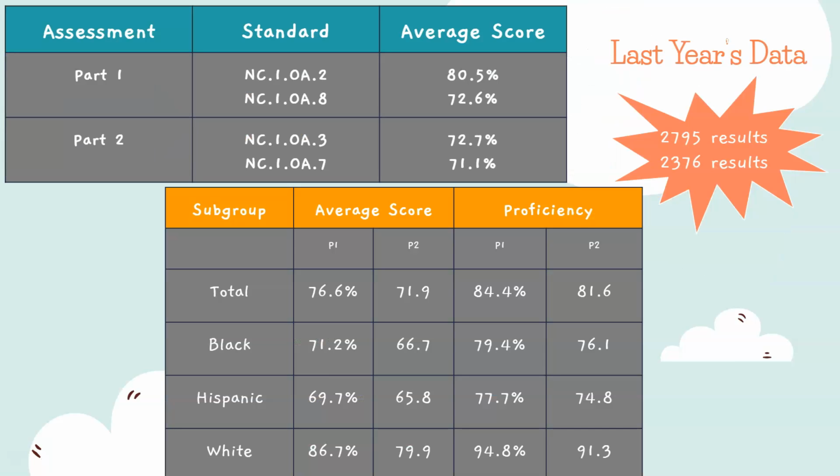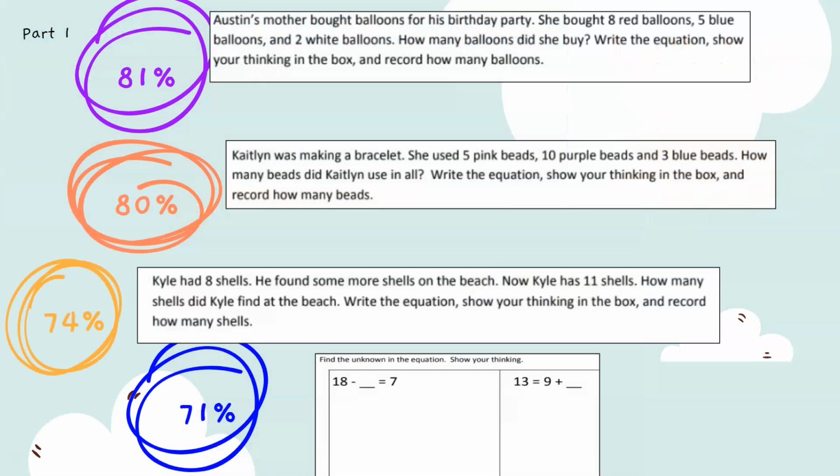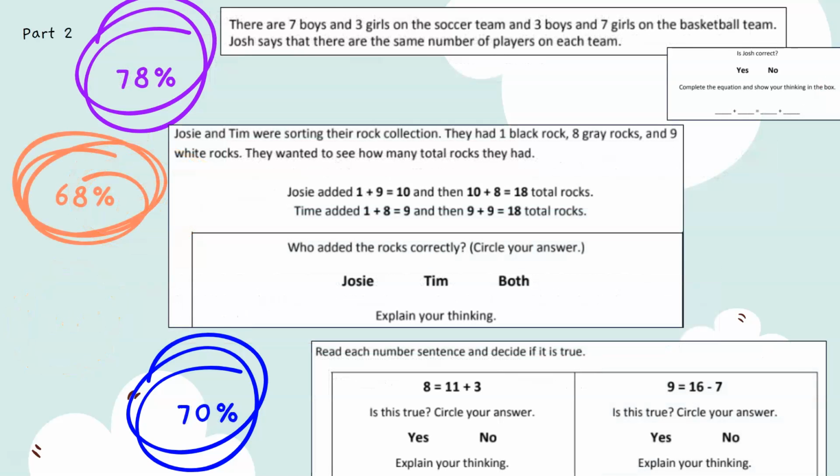Here's last year's data from the topic assessments. Take a few minutes to make some observations. As you can see, the questions from Part 1 are the same for this year. You are looking at the average scores by task. Again, Part 2 will be the same tasks from last year.